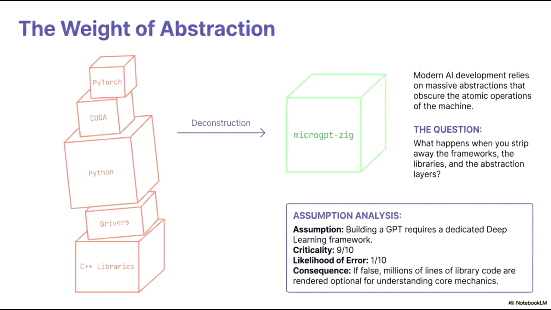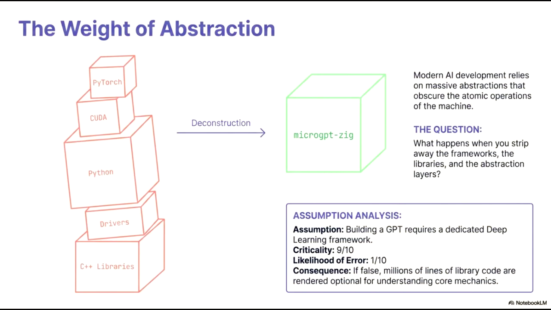Modern AI development relies on massive abstractions that often obscure the atomic operations of the hardware. As shown on the left, a typical stack involves multiple layers, from PyTorch and Python down to CUDA, drivers, and C++ libraries. While these provide significant utility, they create a weight of abstraction that masks how the machine actually functions. This slide explores the deconstruction of that stack, moving toward a leaner implementation like microgpt-zig. The central question we are posing is, what happens when you strip away these frameworks and library layers?